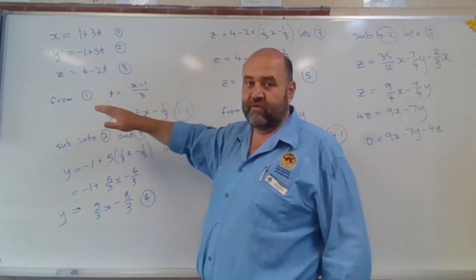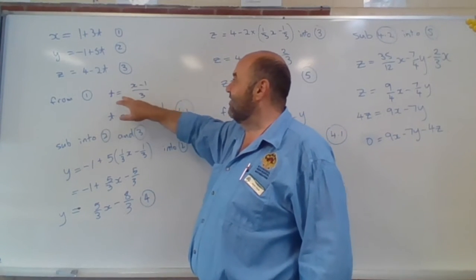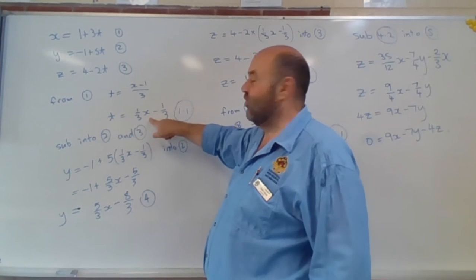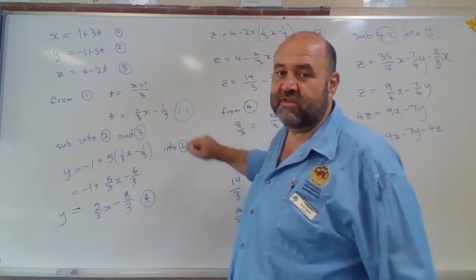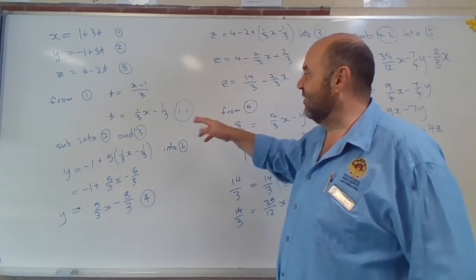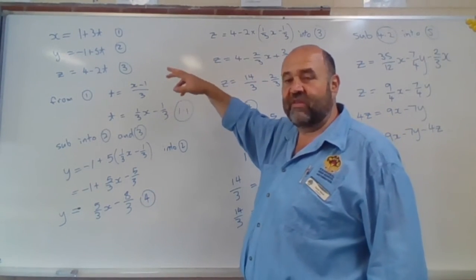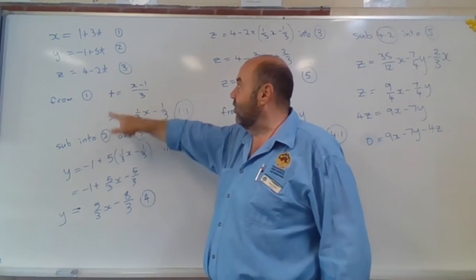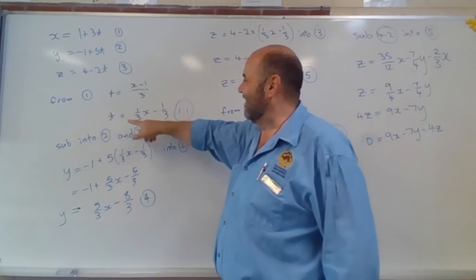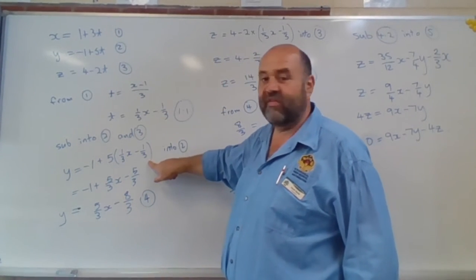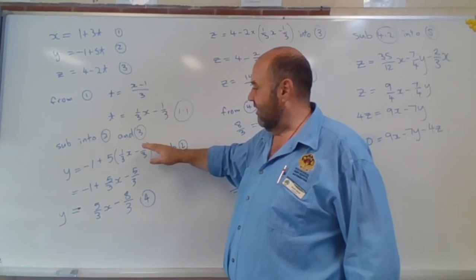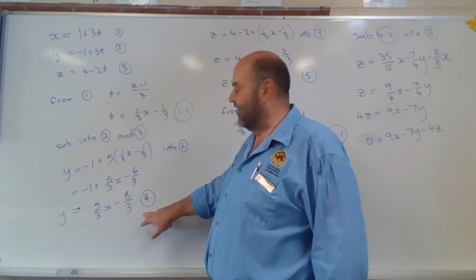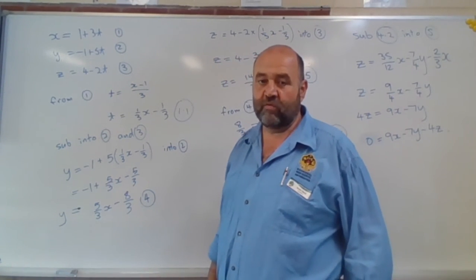So just working through from equation 1, t is (x minus 1) over 3, and separating that out, t is a third x minus a third. I call that equation 1.1. Now I'm going to substitute 1.1 into both equations 2 and 3. So into equation 2, I get y equals negative 1 plus 5 times (a third x minus a third). Then I expanded and simplified that. I've got y equals 5 thirds x minus 8 over 3, and I call that equation 4.